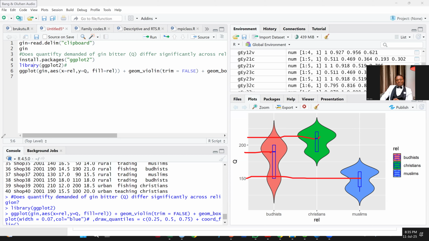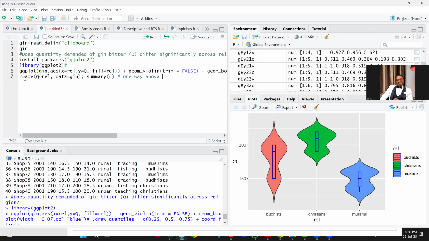Like I said, we do deep thing. But the most important reason why we are here is to check whether there is a statistically significant difference in the quantity demanded of gene bitters across religion. So let's check.